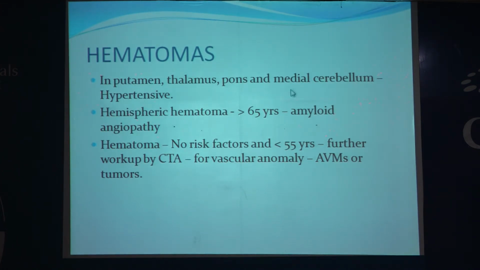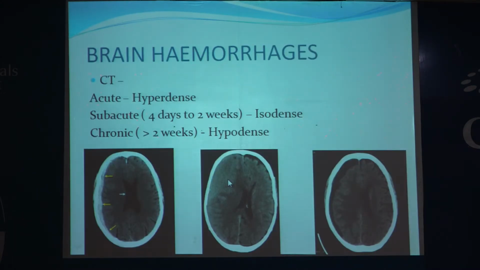Suppose the bleed is seen in the putamen, thalamus, pons and medial cerebellum regions. It's usually a hypertensive bleed. And if there is a hemispheric hematoma in elderly people, it's usually because of amyloid angiopathy. And in much younger individuals, with hematomas seen with no underlying risk factors, further evaluation by CT angio needs to be done to rule out any vascular anomalies, AV malformations and tumors.